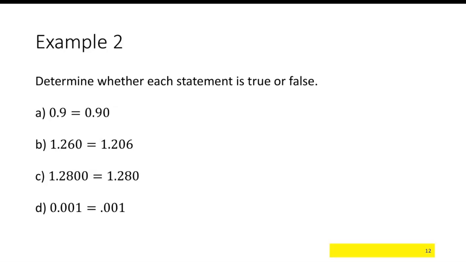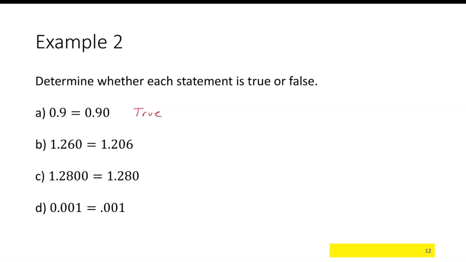All right, so let's determine whether each statement is true or false. So 0.9 is equal to 0.90. Yes, having the extra zeros at the end of the decimal doesn't change the number. So this is true.